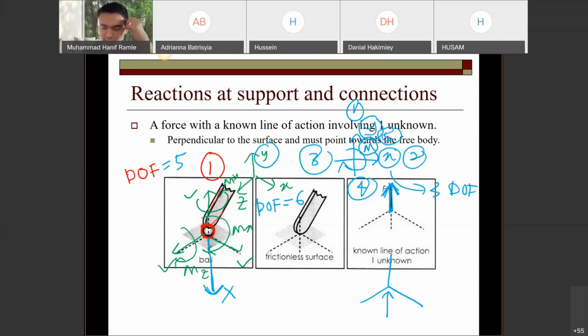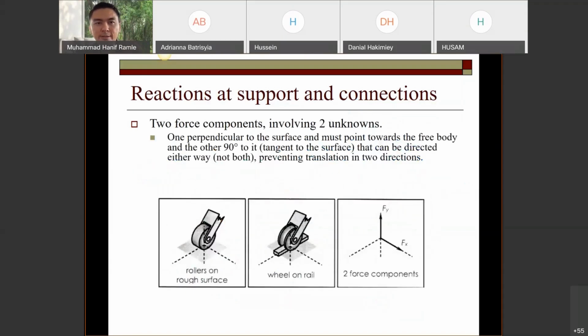Same goes for the frictionless surface, a surface that is very smooth, with no friction at all. So there is only one restriction where the body cannot go down, so this is the one unknown. Understand, right? Easy, right? Okay, this is another one. Two force components, with two unknowns.